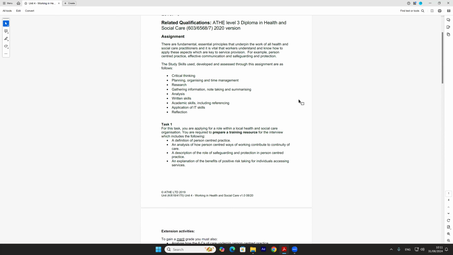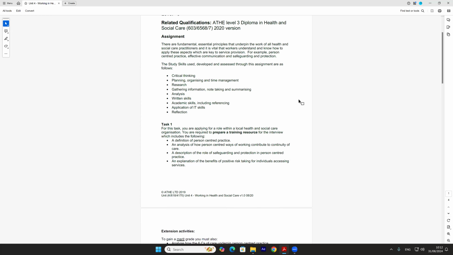So there are again some key points to consider, like protection from harm. Person-centered practice includes proactive measures to protect individuals from physical, emotional, and financial harm. Then we have empowerment through safety. So safeguarding empowers individuals by creating a safe environment where they can express their needs and preferences without fear.